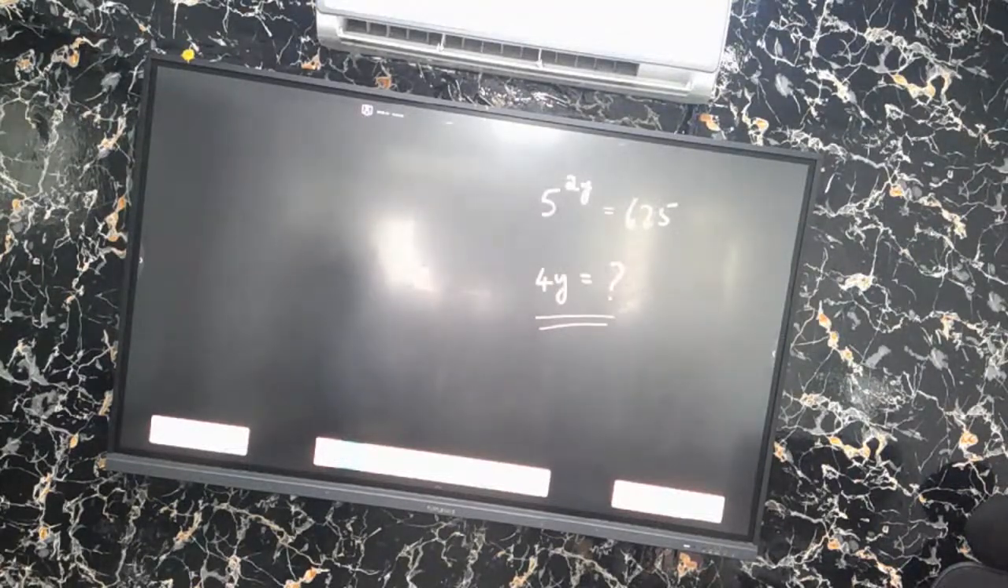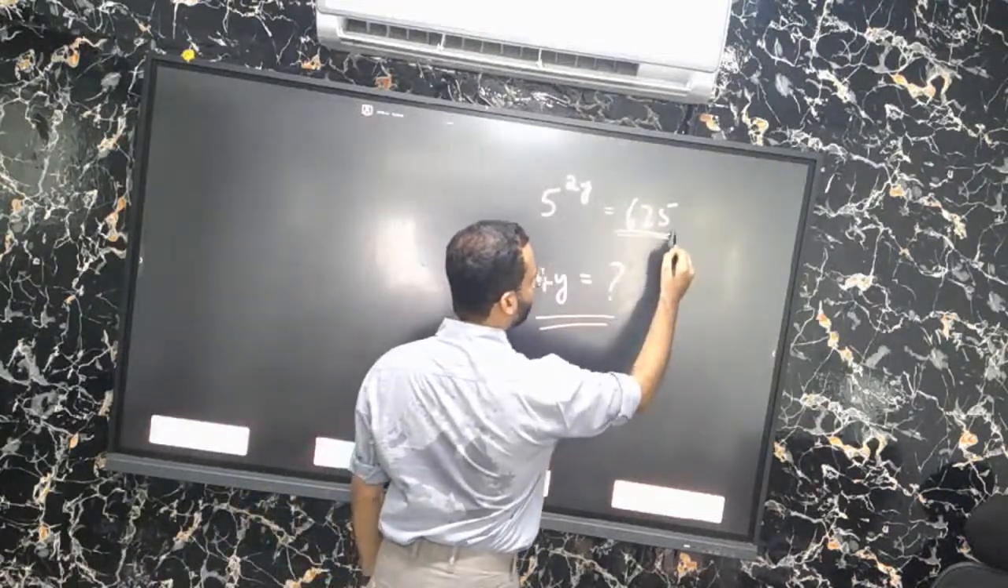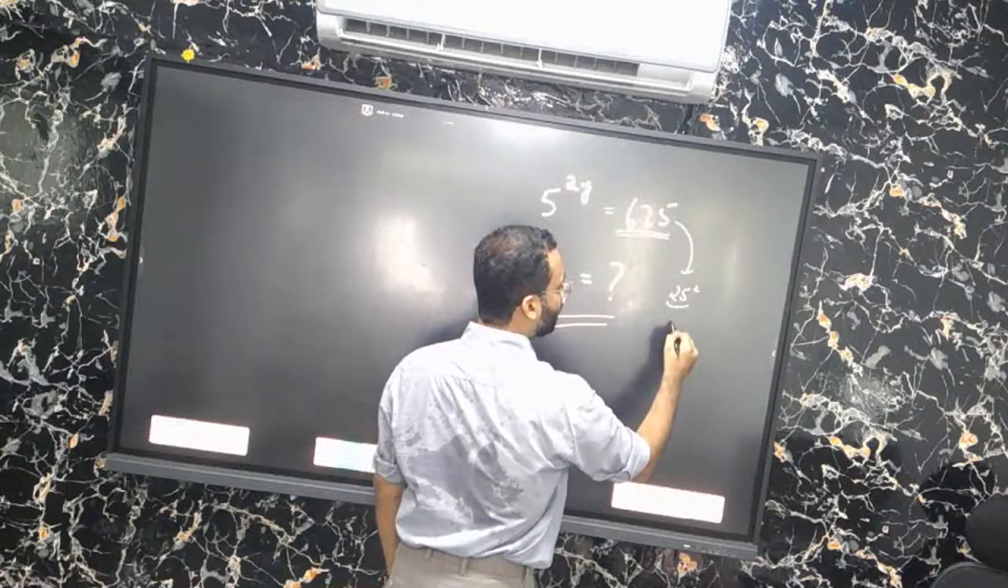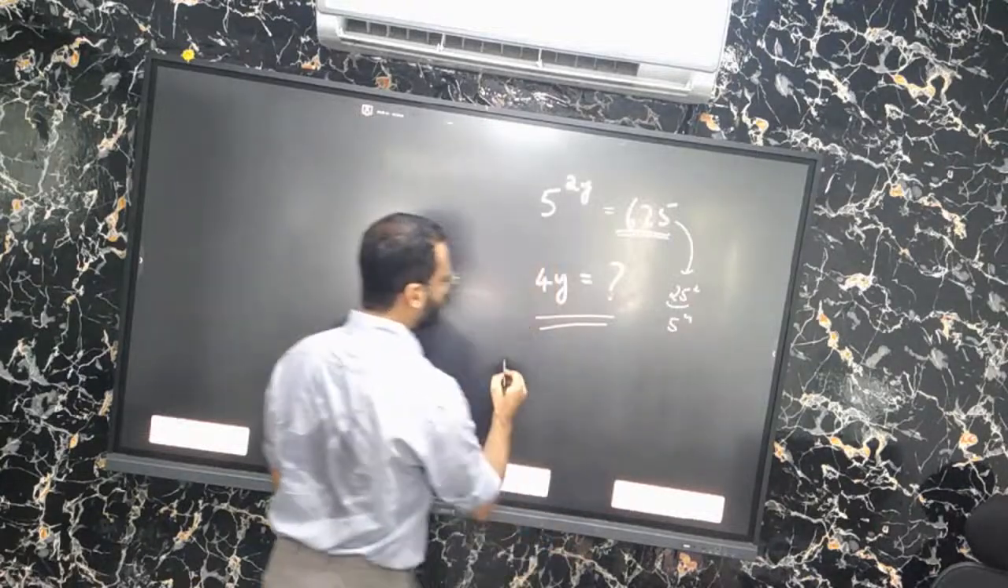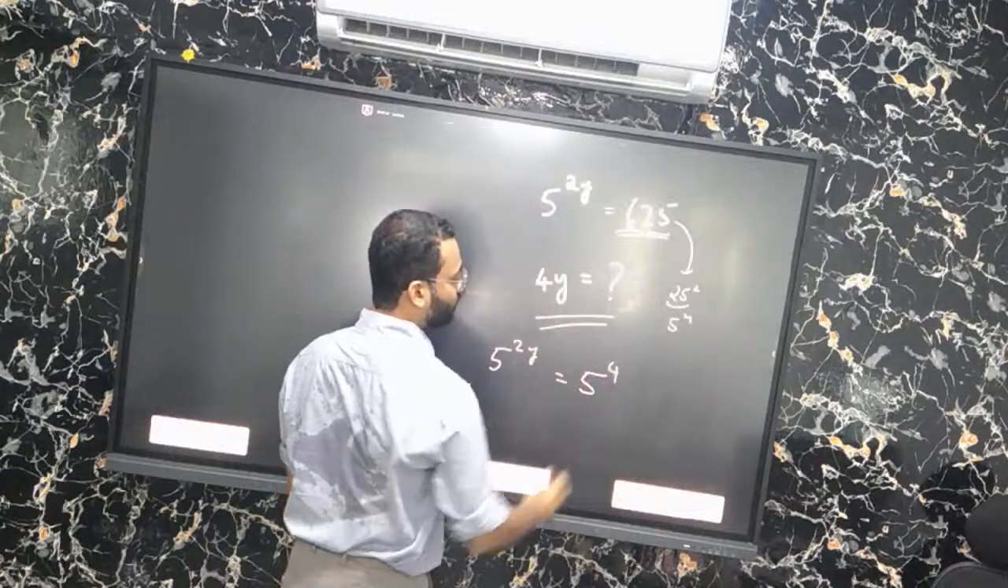Eight. Sure. So 5 power 2y is equal to 625, and this 625 is nothing but 25 square. 25 square is nothing but 5 power 4. So 5 power 4 is equal to 5 power 2y. So that is 5 power 2y equal to 5 power 4.